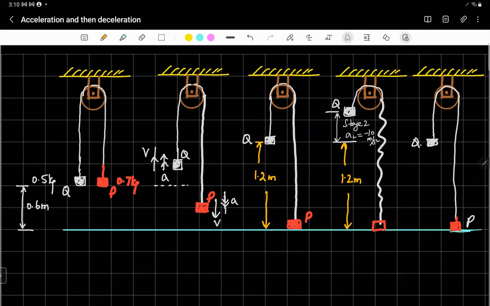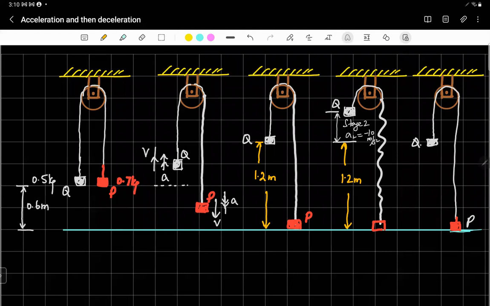mass Q is of 0.5 kg. Mass P will accelerate down, and mass Q will accelerate up. Since they are connected by a string, and that string slips over the pulley without friction, they have the same acceleration and the same velocity at any time.